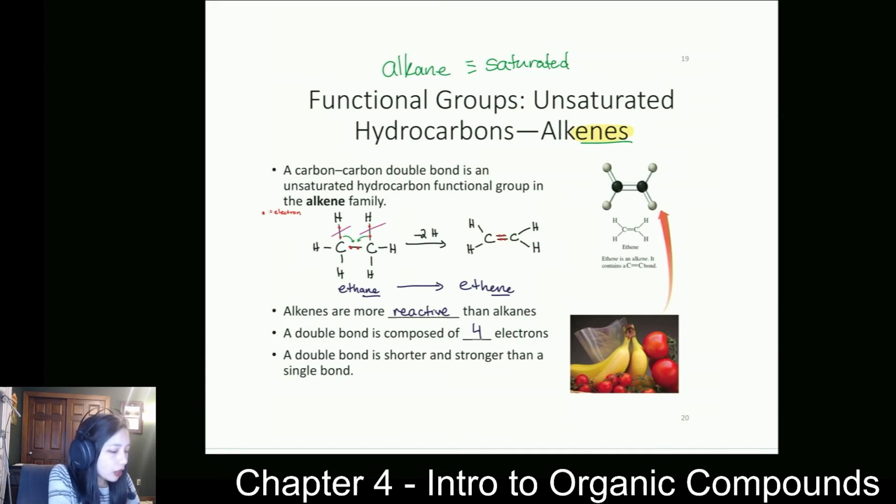A common alkene that we run across is ethene. So ethane, what I drew here, but we remove 2 hydrogens and make a double bond. That is the chemical that fruit emits when it is ripening. And so, like the old wives' tale, if you want to quickly ripen an avocado, you stick it in a bag with a banana, because bananas release a lot of ethene gas and will ripen that avocado a lot faster.